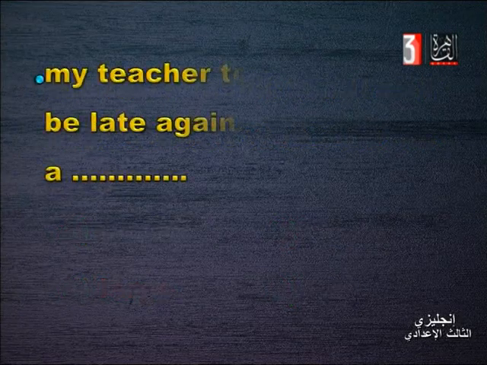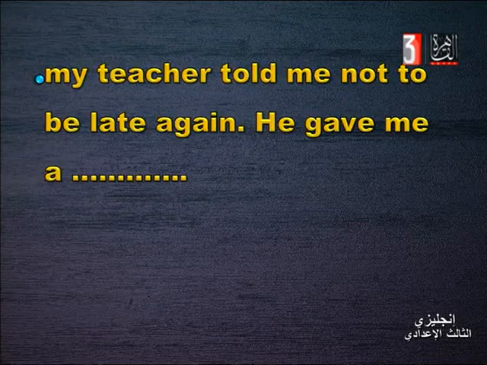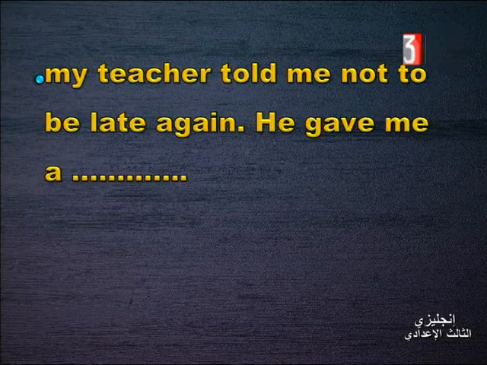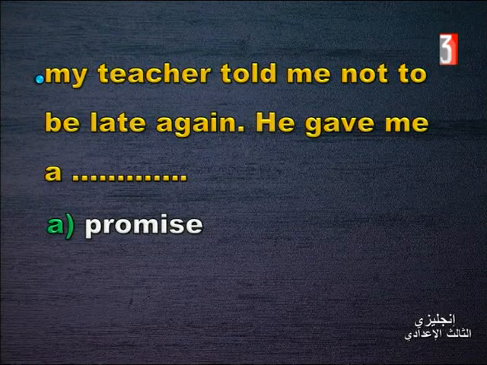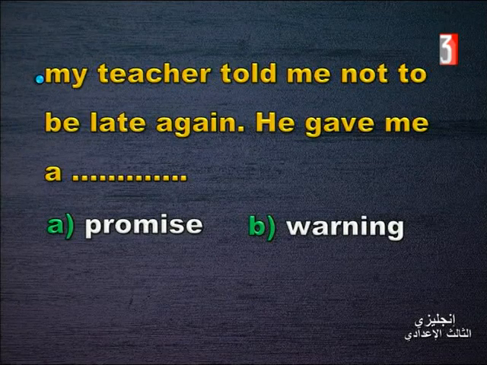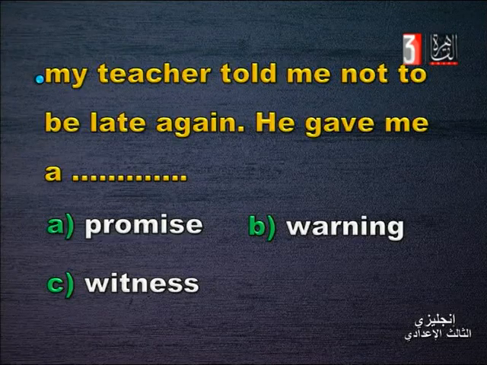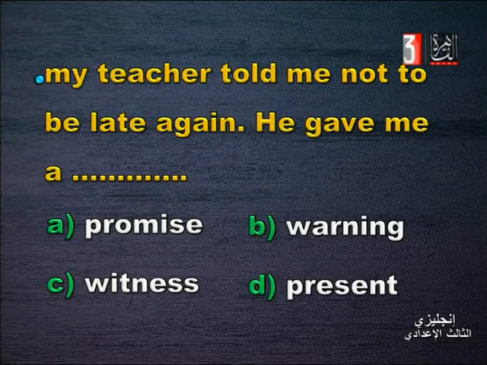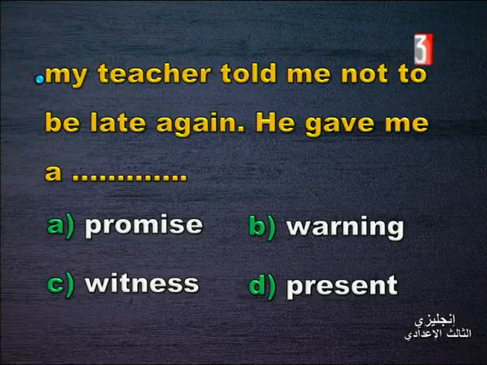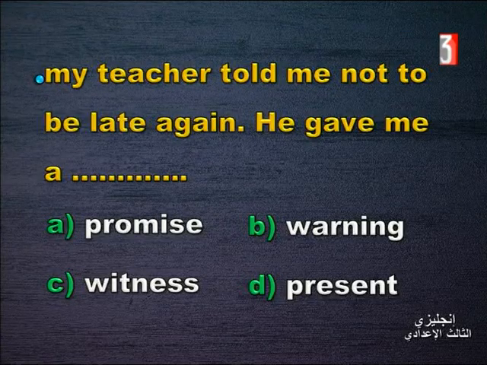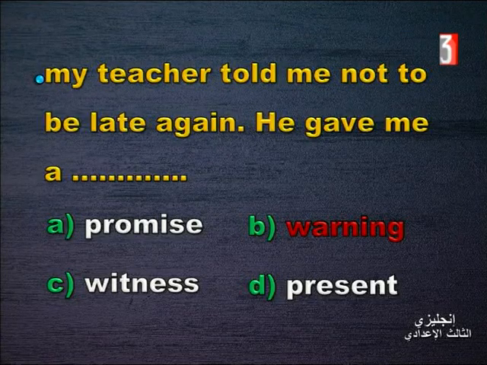My teacher told me not to be late again. Not to be late again. Don't make this mistake again. Don't do that again. It means he gave me a blank. Promise, warning, witness, or even present? Of course, if I ask someone not to do something again, for example, please, Ahmed, keep quiet, don't talk again, here I'm giving Ahmed a warning not to do something again.